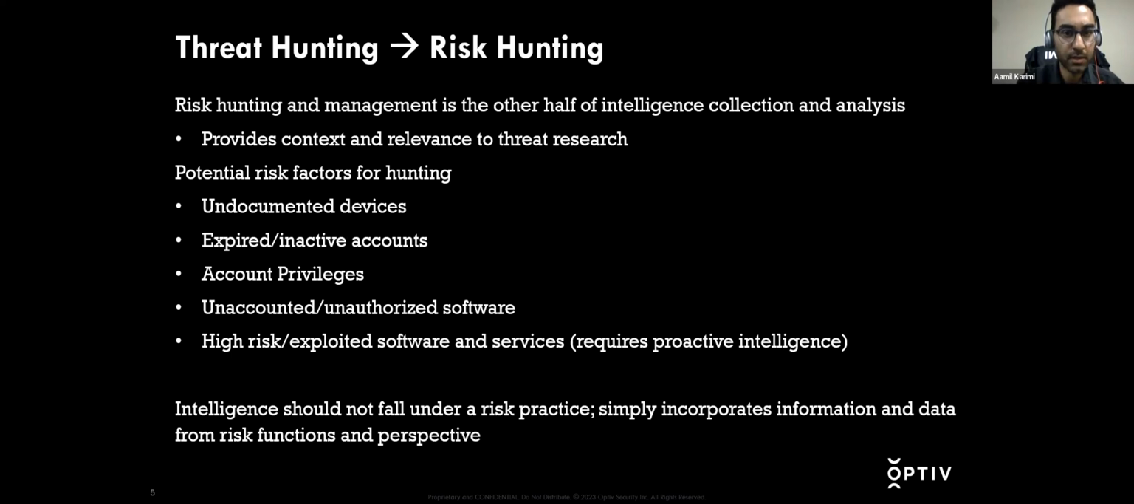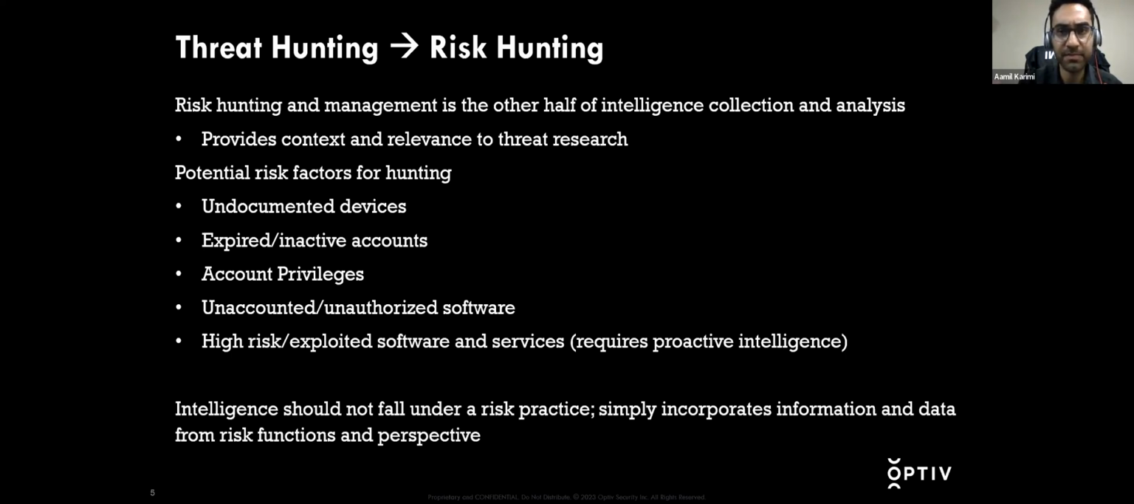And so, like I said, we're going into a proactive stance with risk hunting, and that provides context and relevance for threat researchers. It does serve as the other half of intelligence, which is, like I said, the external stuff, looking at what adversaries are doing, and then looking at yourselves to see, we see what the adversaries are doing, what are we doing for ourselves to protect ourselves, where are our risks, where are our gaps. And a lot of risk factors go into identifying your overall risk profile.